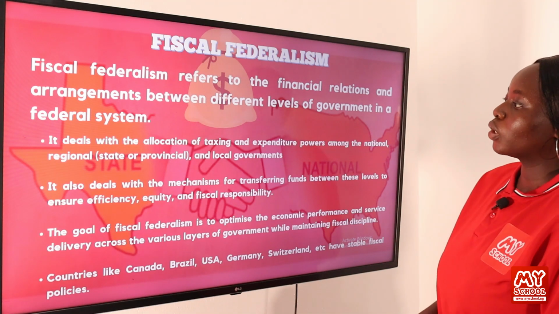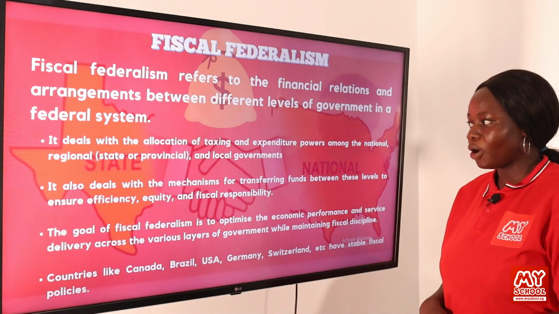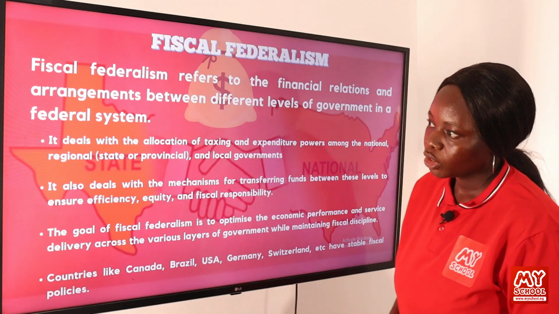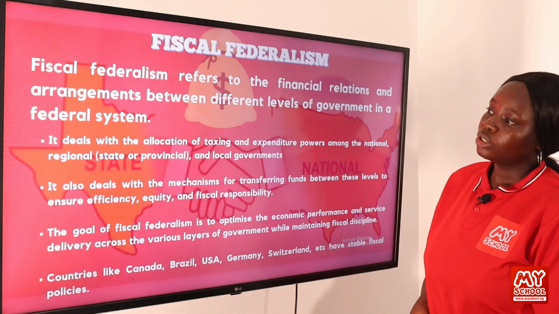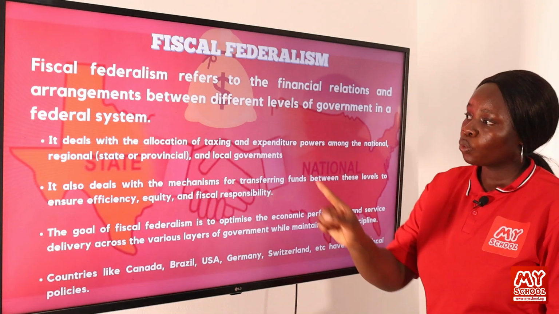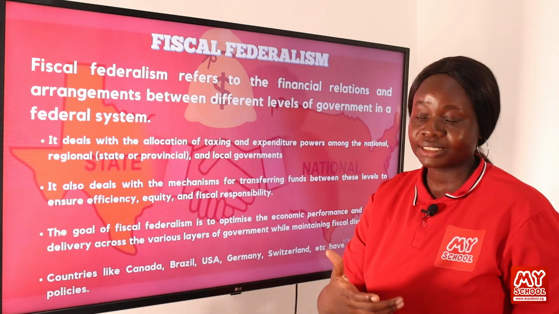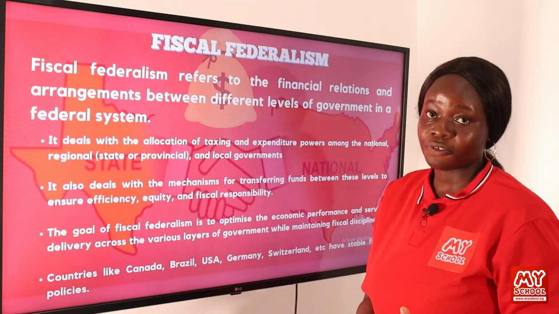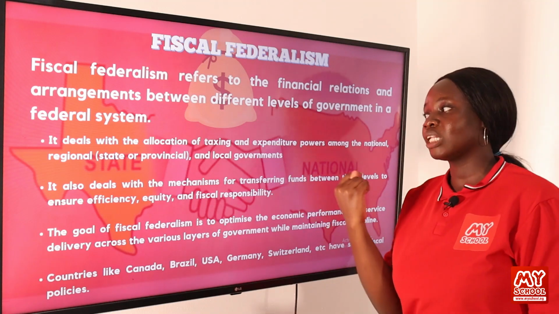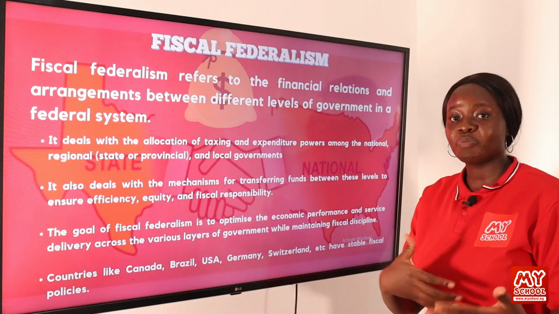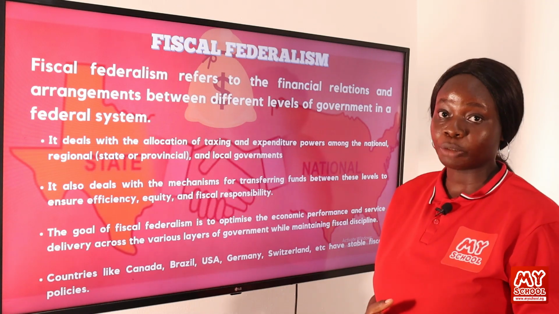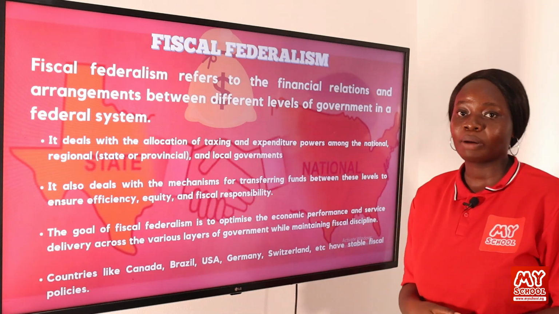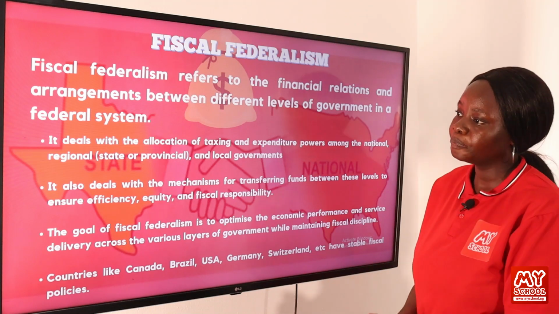All right, it deals with the allocation of taxing and expenditure powers among the national, regional, that's state or provincial, and local governments. So here they are talking about the allocation of taxing; tax is the source of revenue for the government. And then we're also talking about expenditure. What do the government have to do? They have to spend some money in order to provide certain services to the people. So that's what we talk about when we're talking about expenditure.